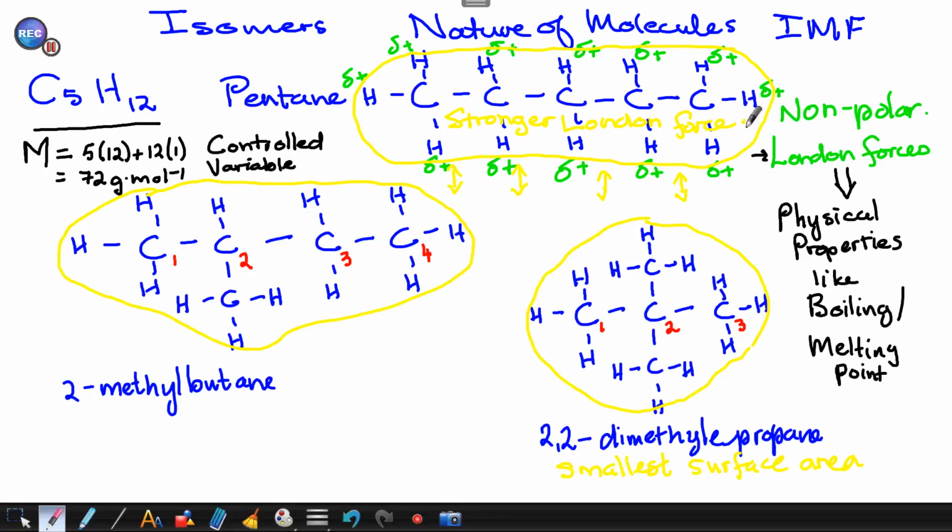Sorry, I'm messing up the whole thing, but I need to write it there. So the bigger the molecule, the longer its chain, the bigger its surface area, the stronger its London forces. So this one's got the higher boiling point.